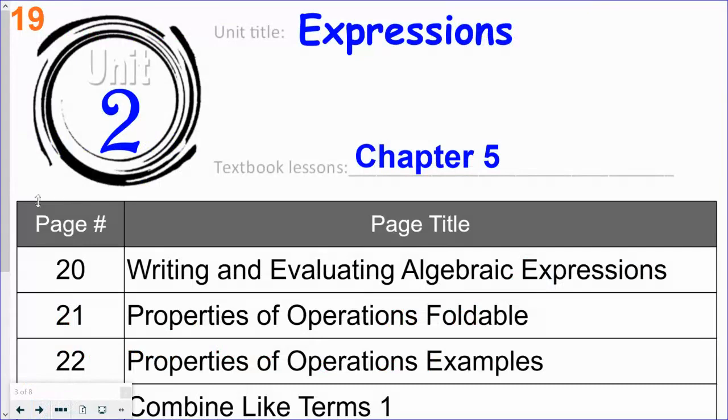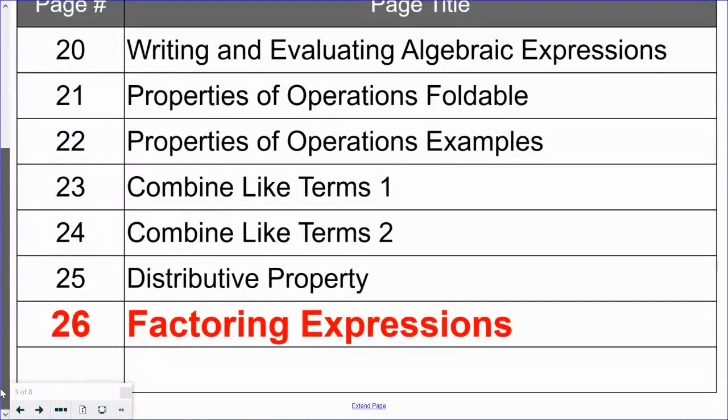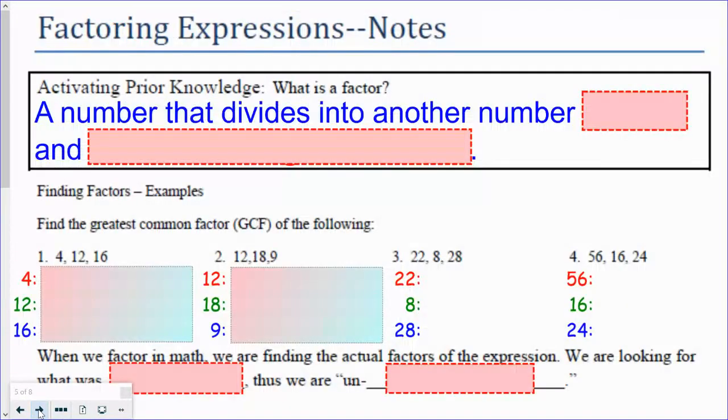If you are filling in your organizer, this is your 26th page, titled Factoring Expressions. You're going to glue it in right after your distributive property notes. If you've got your notes, go ahead and get those out. If you were in class yesterday, you are filling these in. If you're a virtual student, you might need to print this out and fill it in as you go along, or fill it in your notebook by hand.